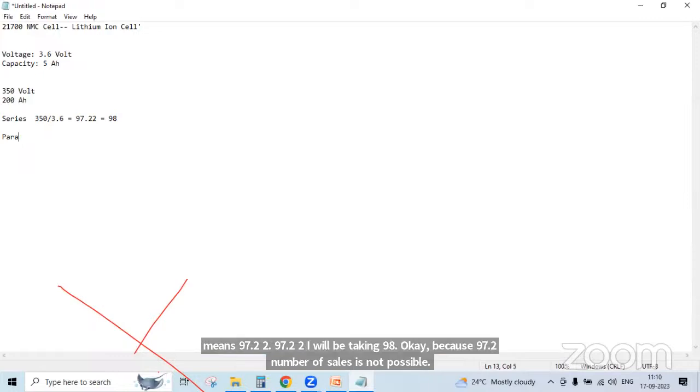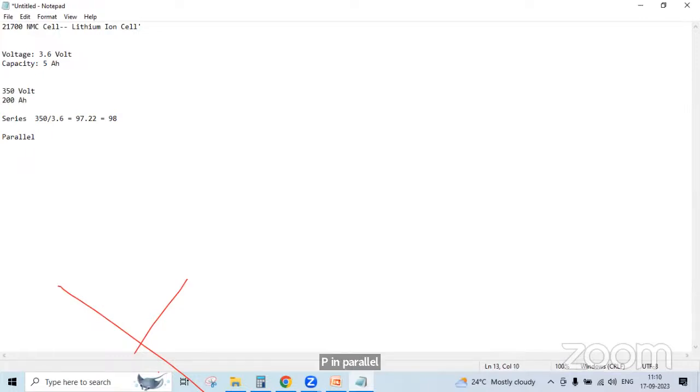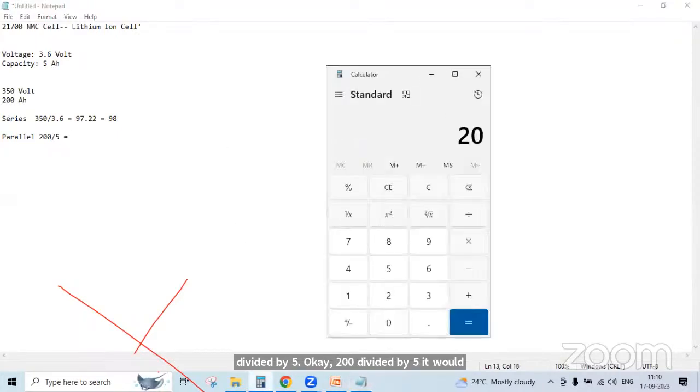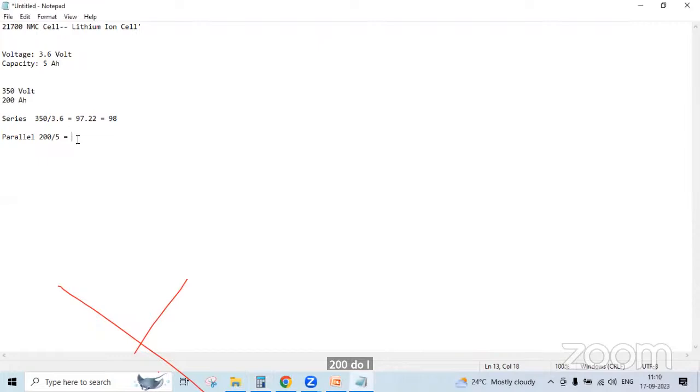In parallel, what will be happening? 200 Ah is required. 200 divided by 5. It would be 40 cells in parallel. Okay, so I have 40P and 98S. This is called the parallel and series combination of the battery pack. 40P and 98S is this particular combination of the battery pack.